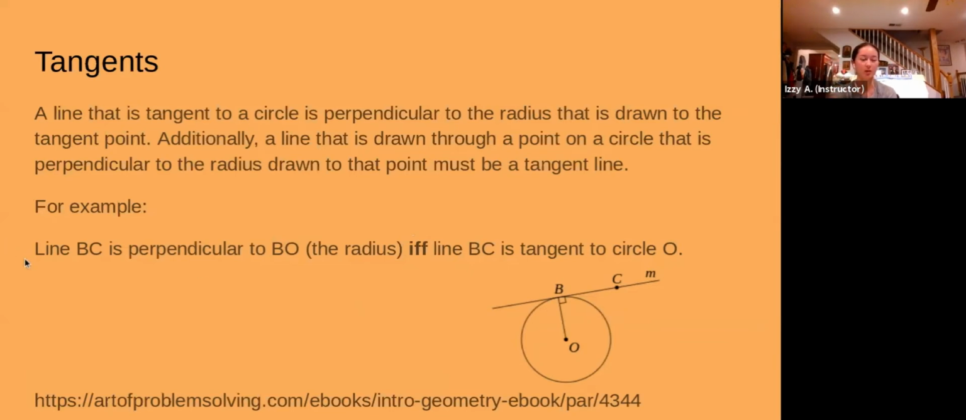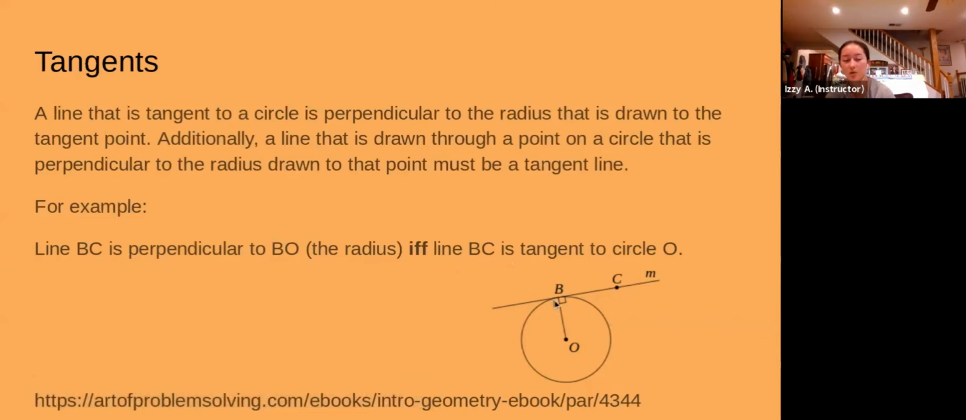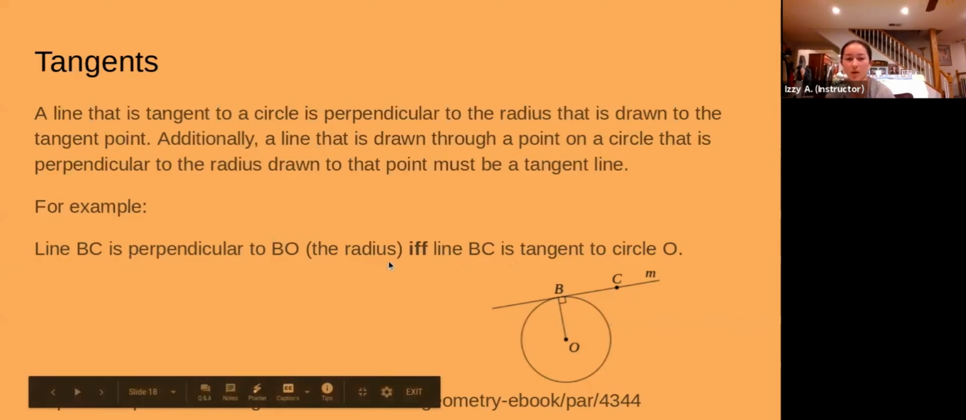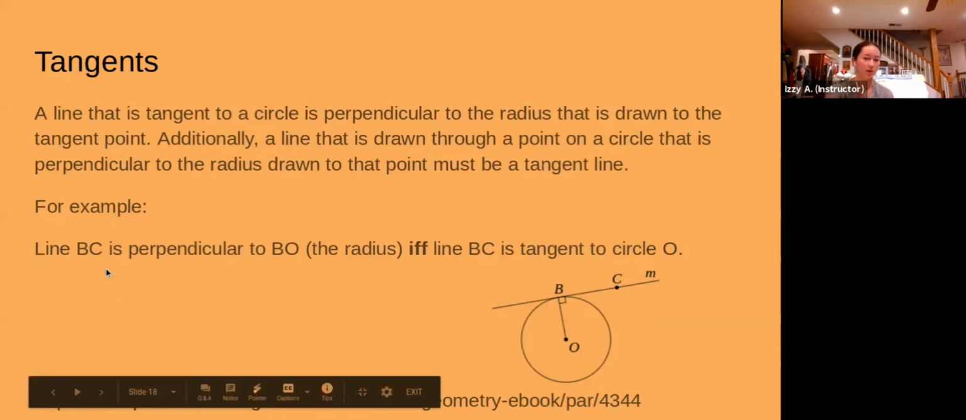So what this statement is saying is line BC is perpendicular to BO if and only if line BC is tangent to circle O. So line BC can be perpendicular to BO as long as BC is tangent to circle O, and it has to be tangent in order for it to be perpendicular. Otherwise, it wouldn't be.